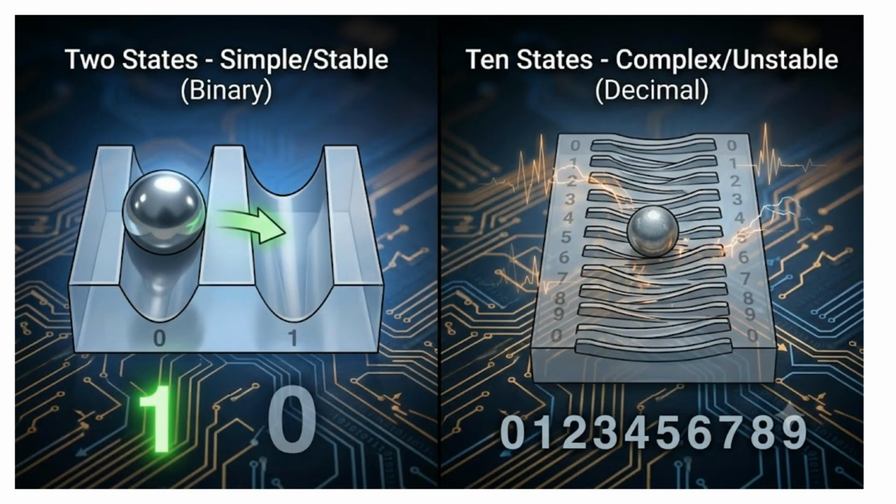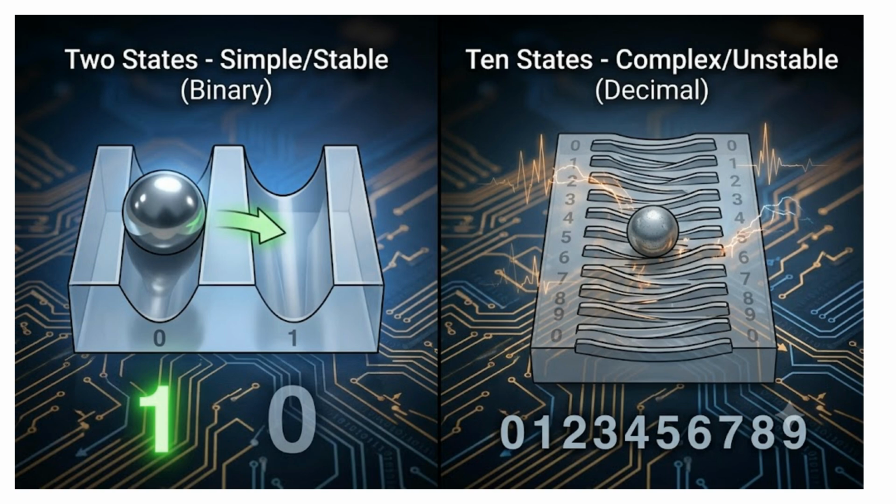Now imagine trying to create 10 different positions for the numbers 0 through 9. The ball would have to balance in many tiny positions. Even the smallest vibration could move it and produce the wrong value. This makes the system much more complex and far less reliable. Using only two stable states makes electronic circuits simple, fast, and extremely dependable. That's why computers use binary.